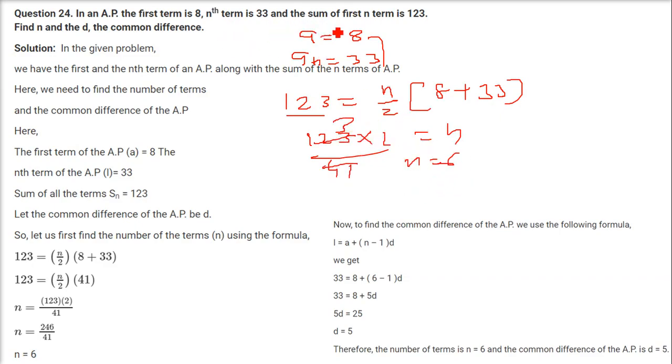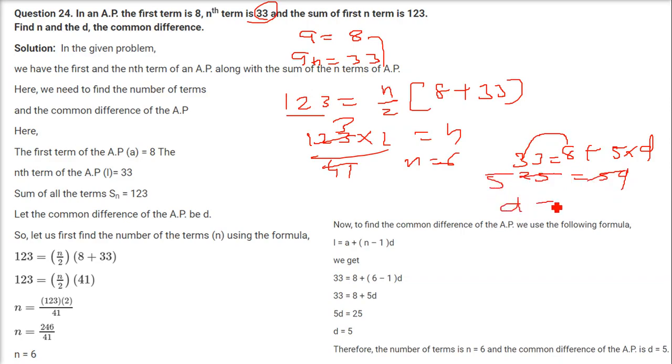n is 6. We know the last term now. So 33 equal to A plus n minus 1 into d. A is what? 8 plus n minus 1, 6 minus 1, that is 5 into d. 33 minus 8 is what? It's 25. 5d. 5 fives are 25. d is 5. d is 5.